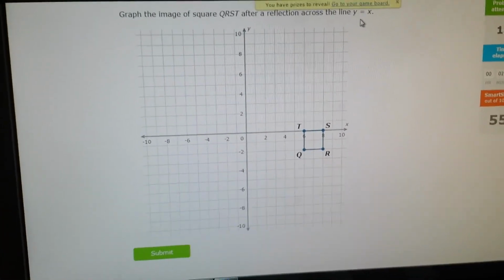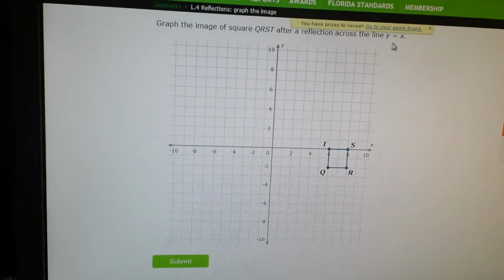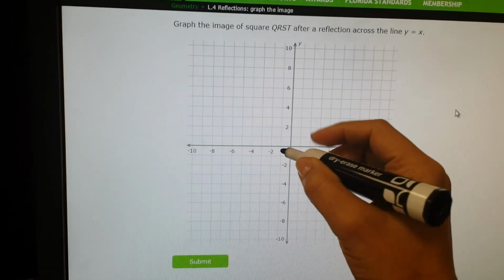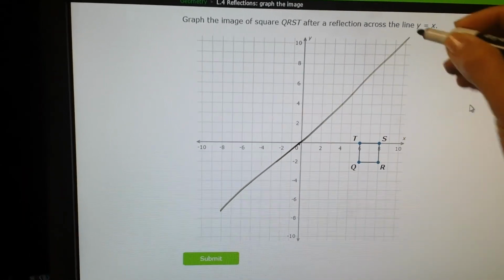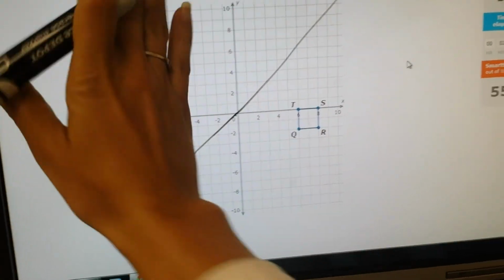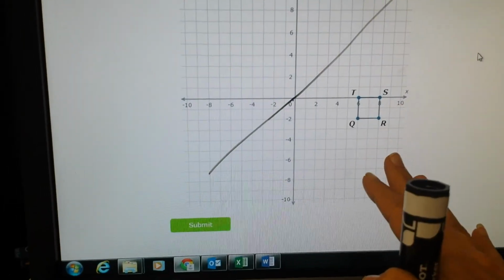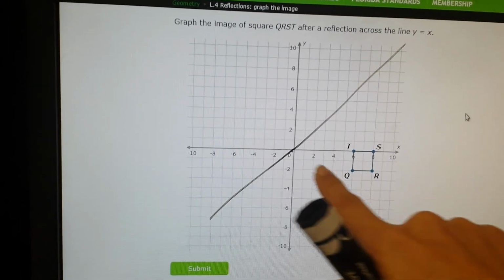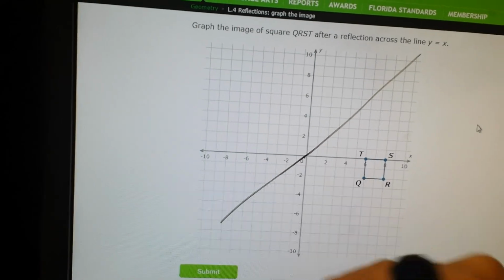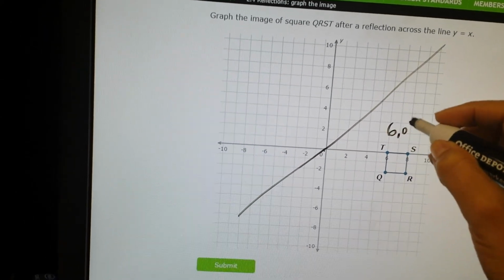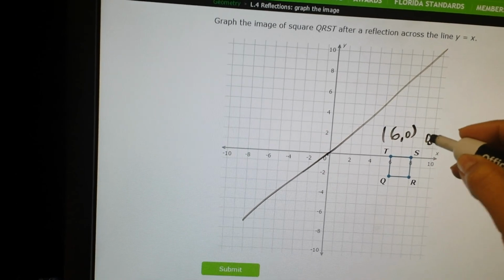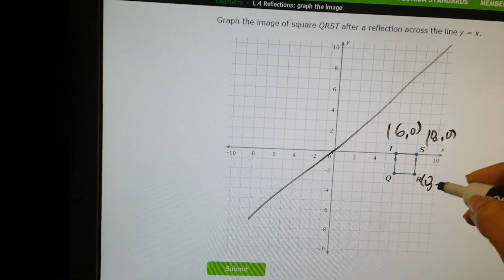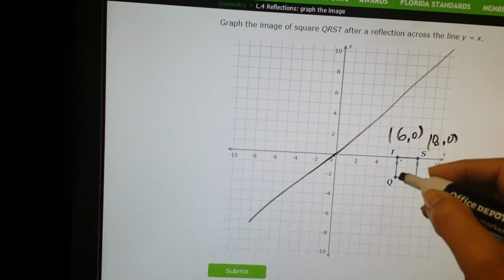Okay, so two things I need to tell you for y equals x. Just memorize, because the line y equals x is actually this line here, and that's where you're folding the shape. The easiest way to do this is to just memorize that when you get y equals x, you just switch the coordinates. So you write down the coordinates for each one. T is equal to 6, 0. S is equal to 8, 0. R is equal to 8, negative 2. Q is equal to 6, negative 2.